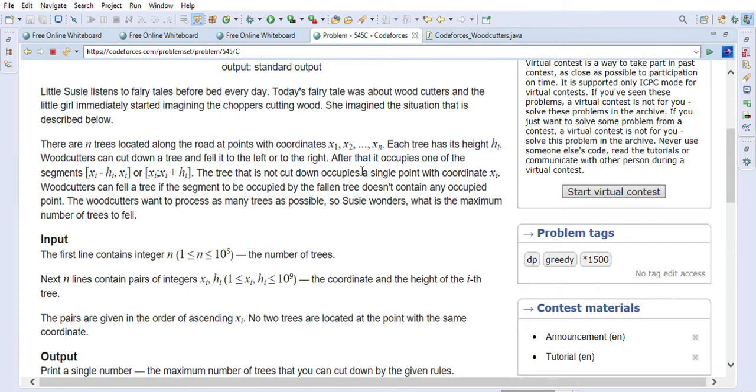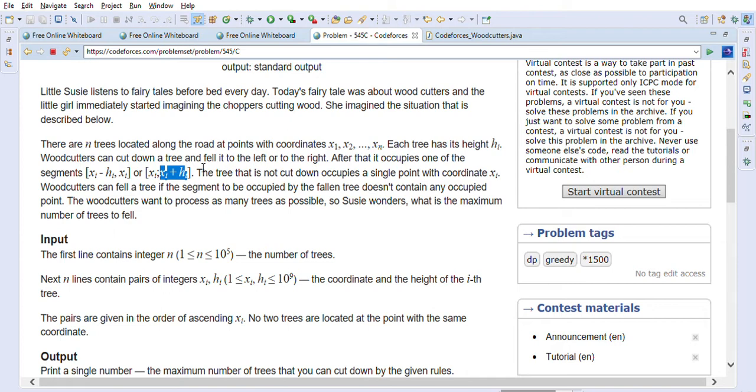After that, it occupies one of the segments [xi - hi, xi], which means that it is falling on the left side. So the coordinate will become xi - hi if it is falling on the left side. Otherwise, on the right side it will become xi + hi, meaning it is falling on the right side. So that much segment it will occupy. The tree that is not cut down occupies a single point with coordinate xi.